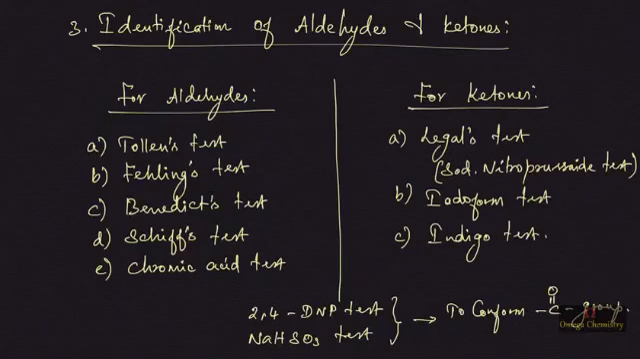For aldehydes, we are going to discuss the Tollens' test, Fehling's test, Benedict's test, Schiff's test and chromic acid test. For ketones, we are going to discuss Legal's test, iodoform test and indigo test. And there are two other tests, the 2,4-DNP test and the sodium hydrogen sulfite test. These are the tests answered by both aldehydes and ketones. Hence, they should be used to identify the carbonyl compounds among other compounds.